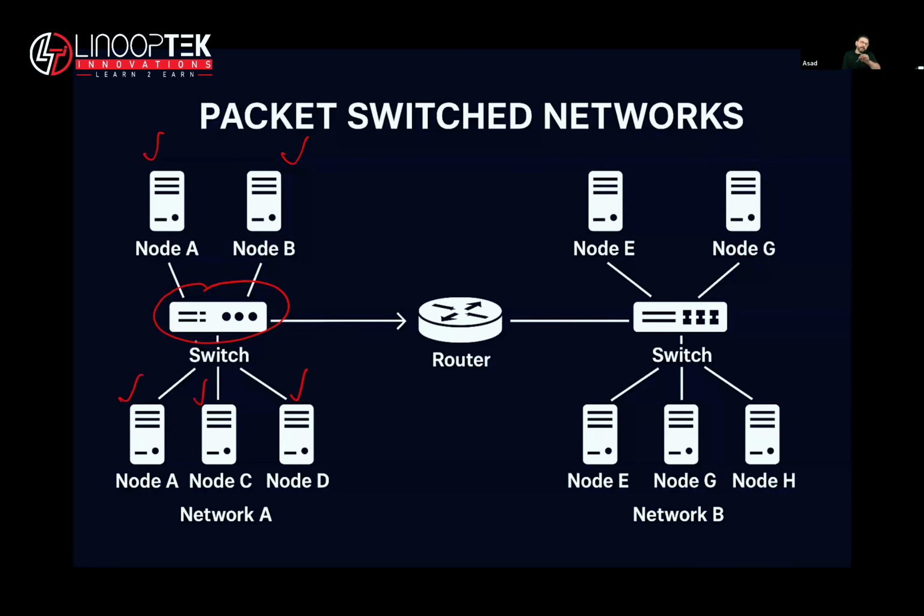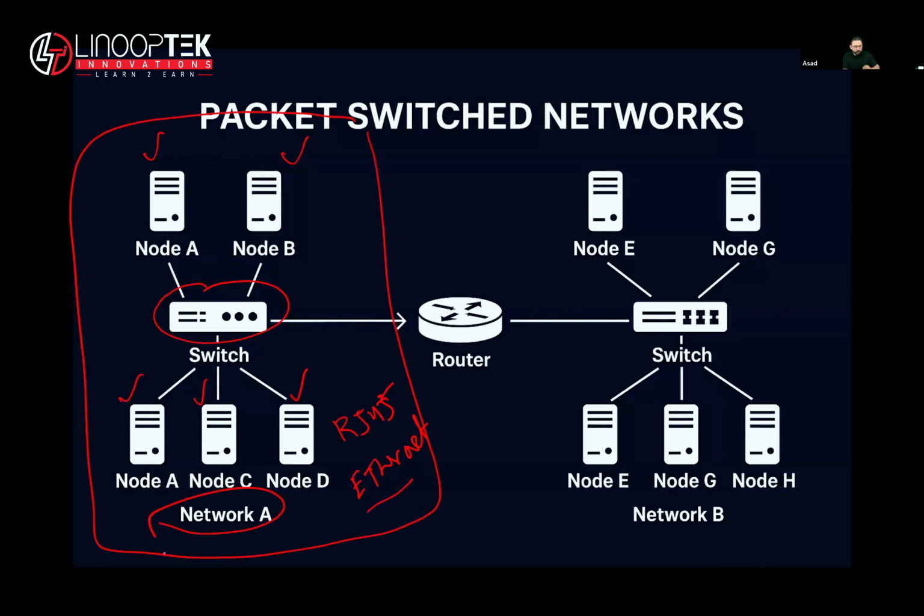How do they connect to a switch? They use the RJ45 cable, which is also called Ethernet cable. Because the type of network we're on is called Ethernet. LAN Ethernet. This forms a network A. You want to connect to network B, which is right over here, which also has a machine.